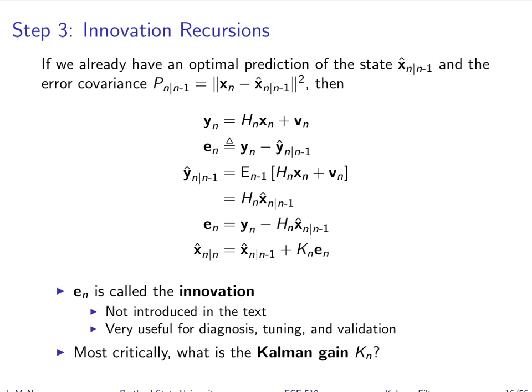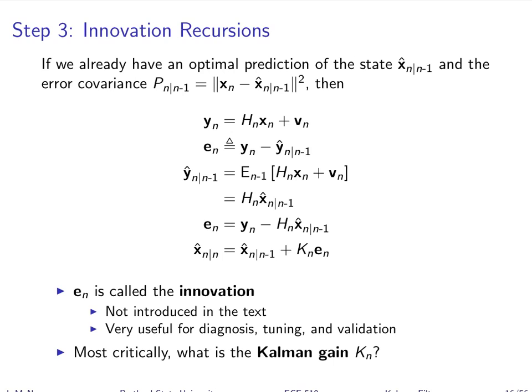I'm defining a new variable here. This triangle term means that it's not only an equality, but I'm also making a definition. So this random variable e_n is called the innovation. This is also underappreciated with the Kalman filter and all its generalizations, including the unscented Kalman filter and the extended Kalman filter. These innovations are really key.